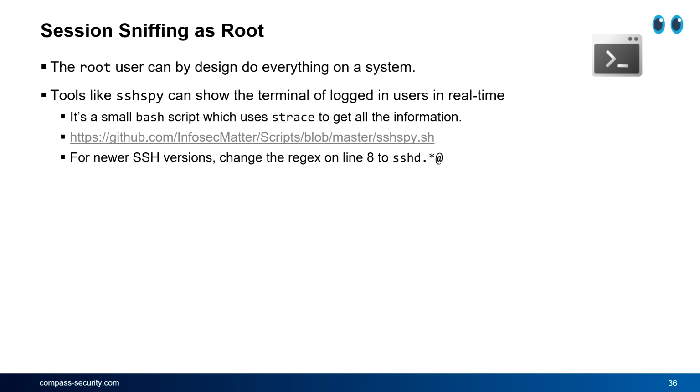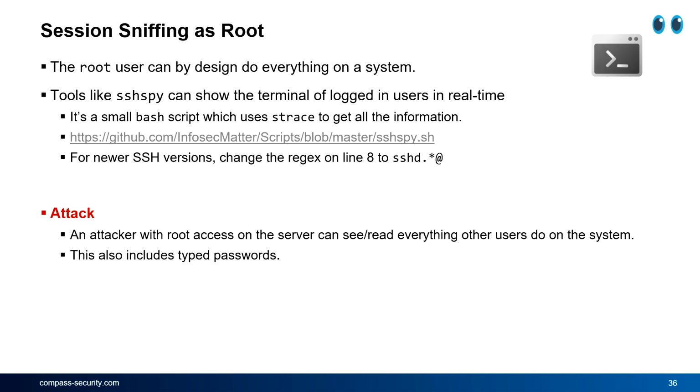So by design, the root user can do more or less everything on a system. There are tools like SSH Spy that can show the terminal of the logged in users in real time. This is written in Bash. It's a quite simple and small script that also uses strace under the hood. And this means if a server is compromised or if someone has root access on a system, they can read everything other users do on the system. And this also includes typed passwords, not just the password of the SSH login, but also passwords typed in during an SSH session.